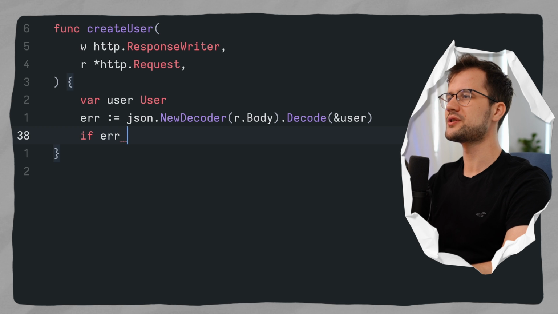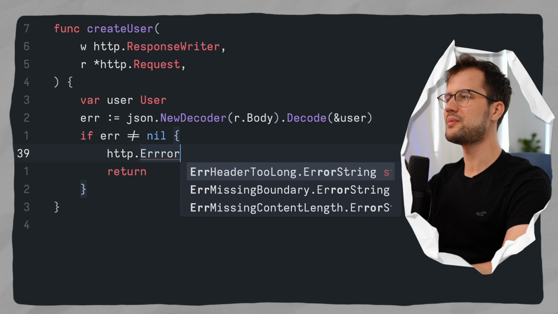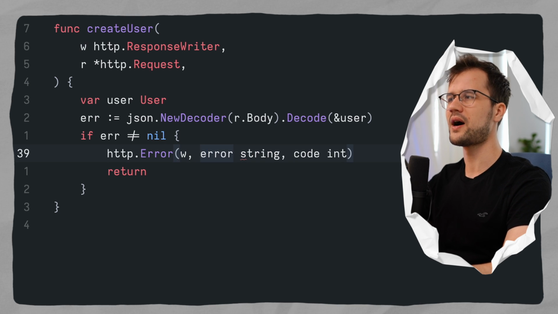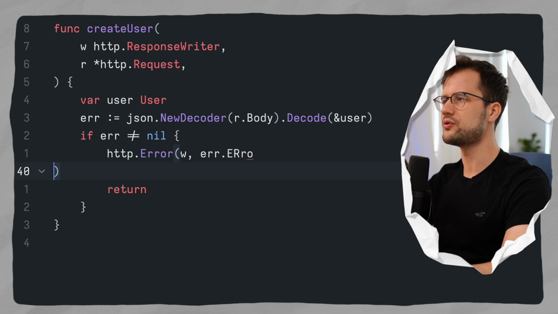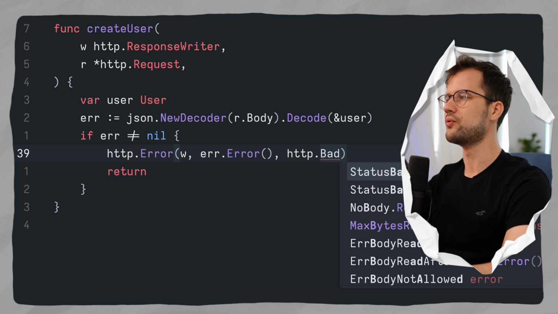And for now, we are just going to check if the error is not equal to nil. We obviously want to return, so we don't want to proceed with our logic here. And then we are going to say http.Error, and here we make use of the response writer. Then we need to define the error and then the code. And in the end, we are just going to make use of the error from our decode error here. And then we are just going to say http.StatusBadRequest.